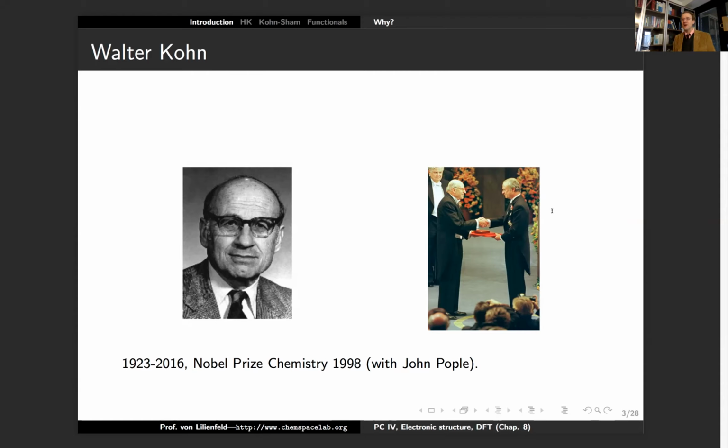So density functional theory is much older than Walter Kohn. Already Thomas and Fermi and also Slater, they discussed variants of density functional theory, but Walter Kohn pushed this much further.